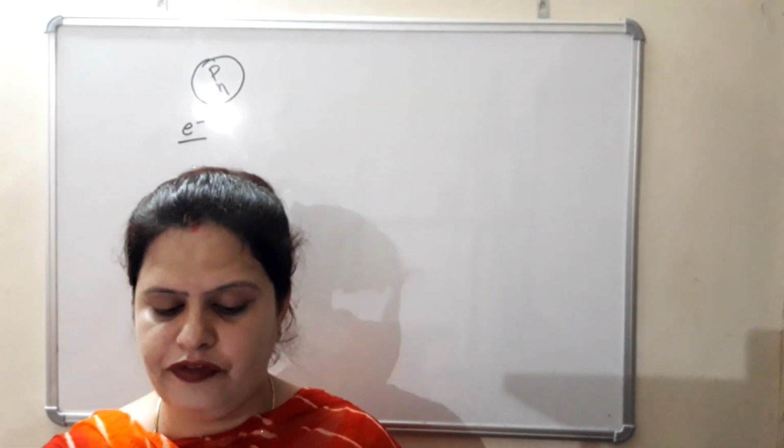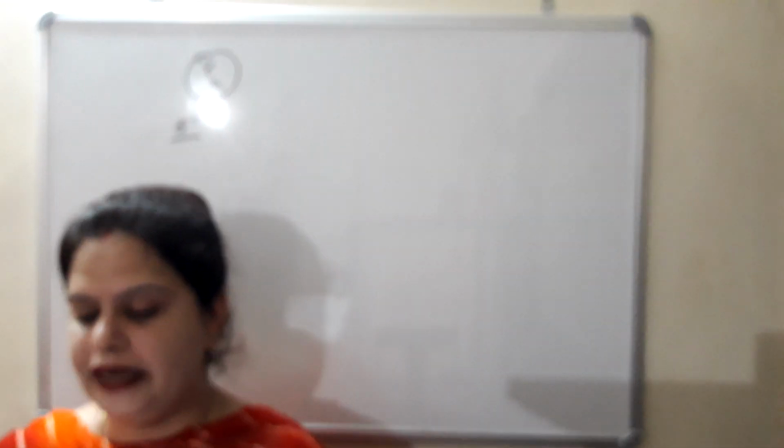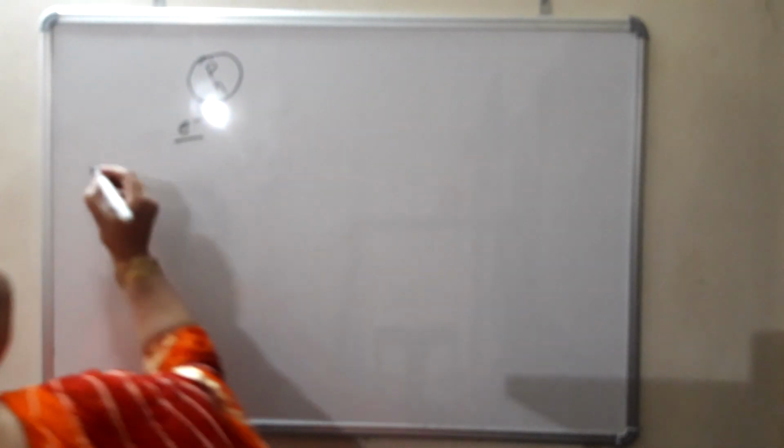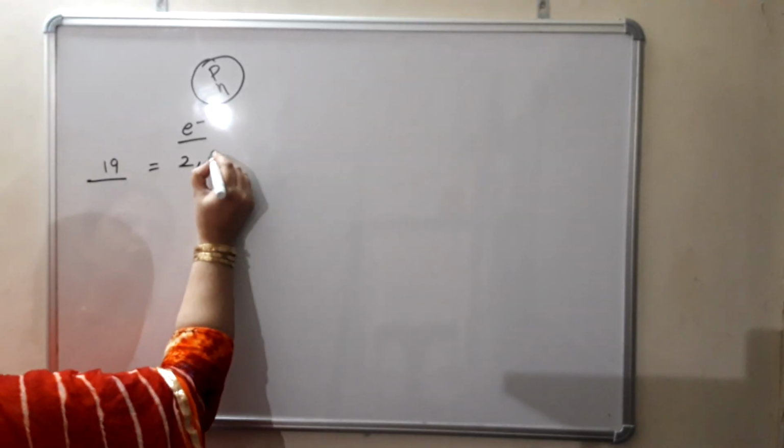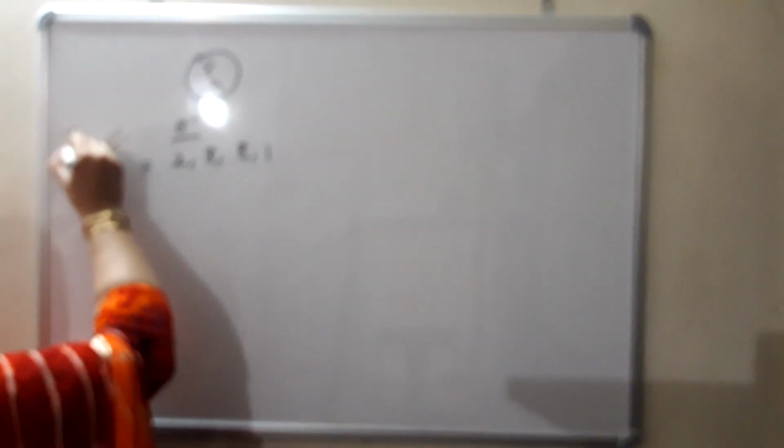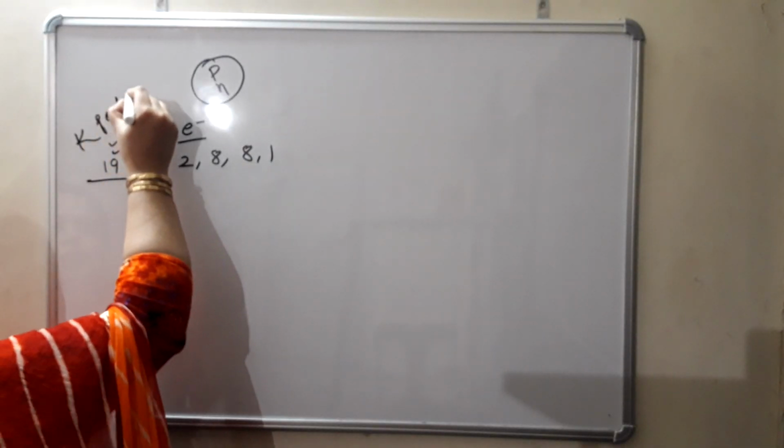The electronic configuration of an element with atomic number 19 is, if 19 is the atomic number, the configuration will be 2, 8, 8, 1 according to the rule. Can you name this element? This is potassium. I believe from atomic number 1 to 20 all of you have learned.